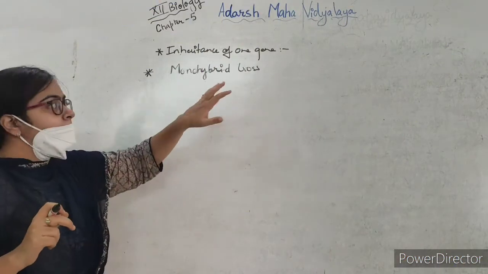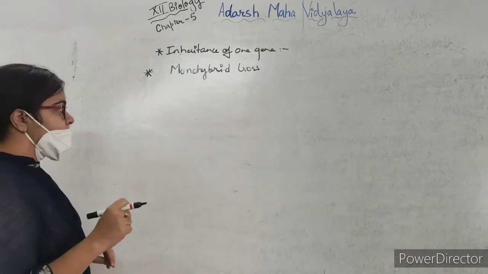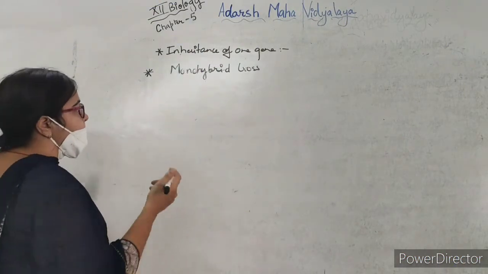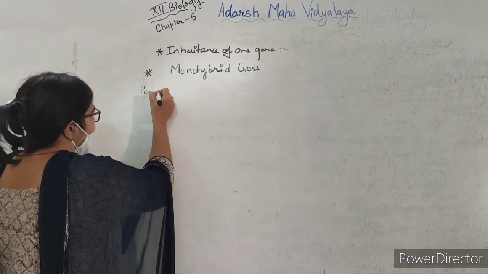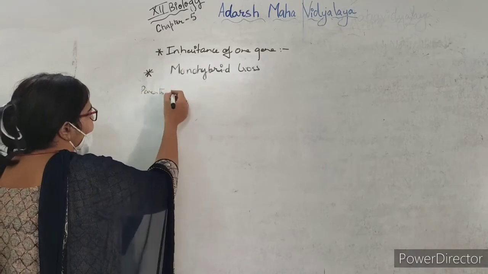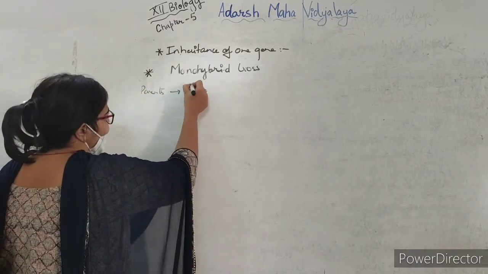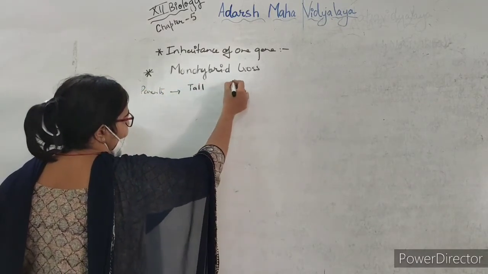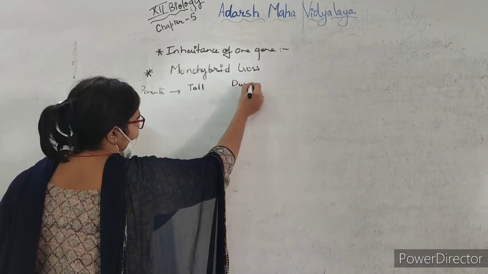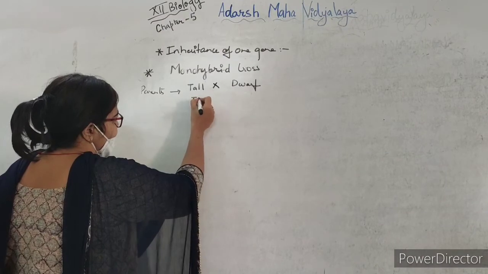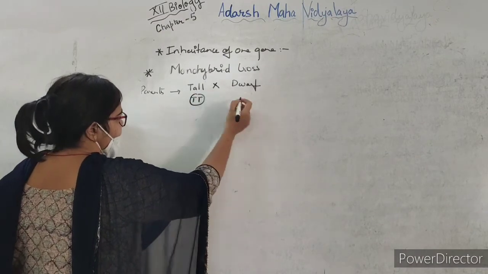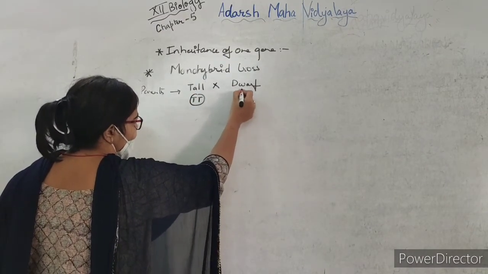Inheritance of one gene, that is the monohybrid cross. So what we did in monohybrid cross, we took two parents, one was tall and one was dwarf. Okay, and we crossed these two parents. The genotype of tall parent was this and the genotype of dwarf parent was this.